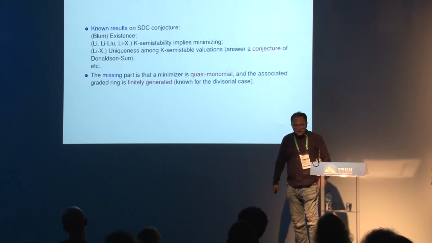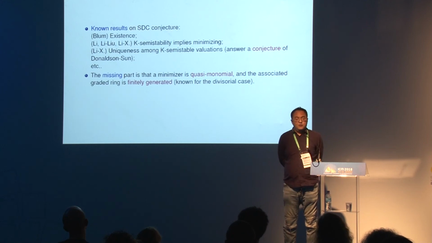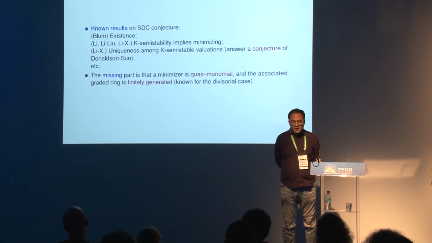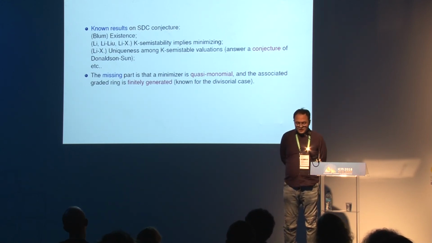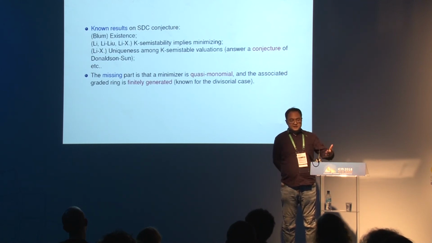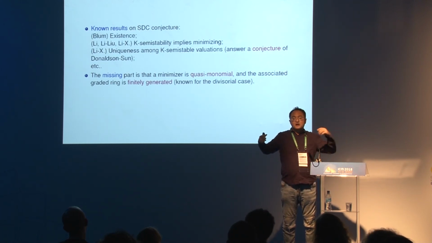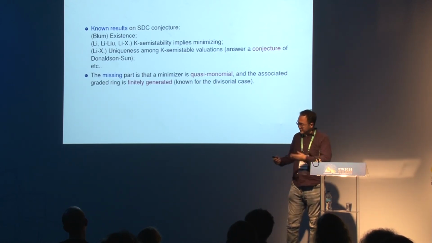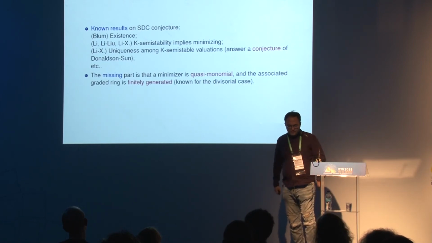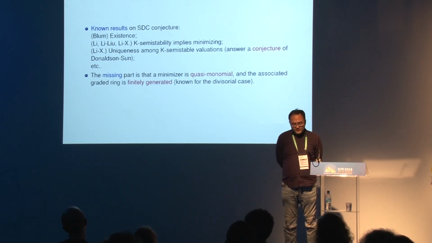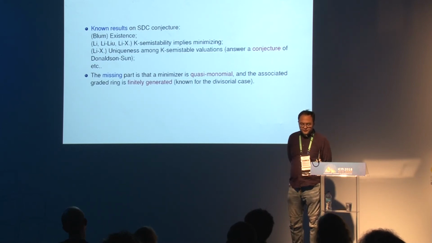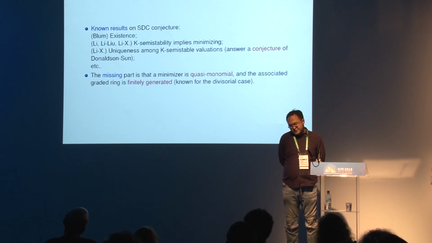For this stable degeneration conjecture, we actually know many parts of it. First, we know the existence. The minimizer always exists. When you think about this function, it's a function on a very complicated space, so the existence of a minimizer is by no means trivial. That was proved by Blum. Then in a different generality, it was proved by Chi Li and Yuchen Liu, and Chenyang Xu and Chi Li, and in the most general situation by Chi Li and myself.